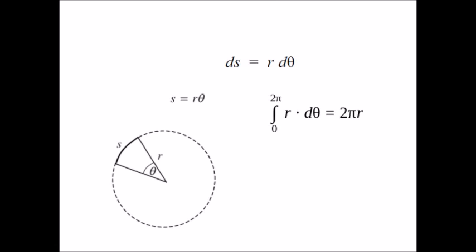S, that's arc length, S equals R times theta, the definition of the radian. ds then would be a small little piece, a tiny little piece of arc length, and there it is. Let's take the integral, adding up all those little ds's, all the way from theta equals 0 to theta equals 2 pi. What's that? That's the circumference, that's 2 pi r.